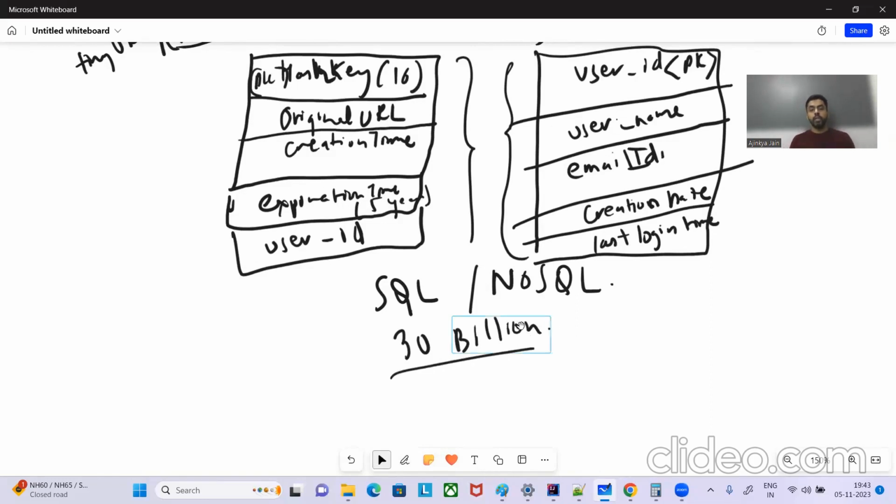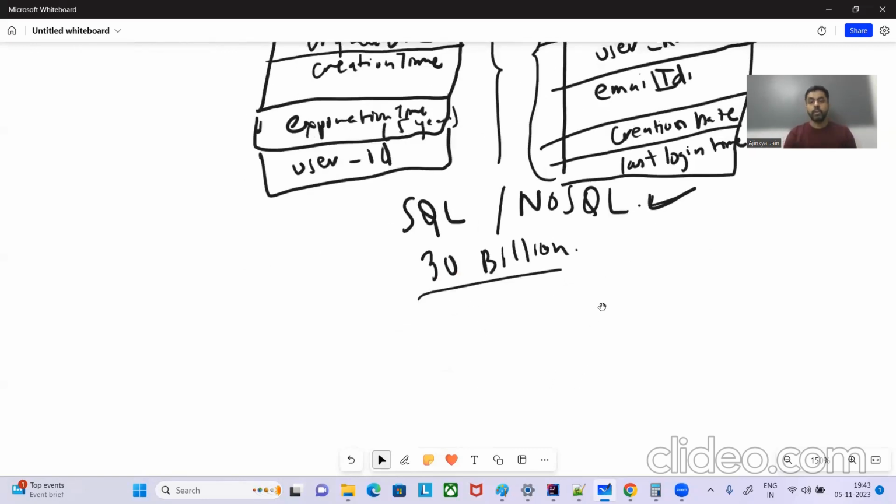So we'll have to go with a NoSQL database because of scaling. Let's say our system is thriving. Earlier we were expecting 500 million per month, but now all of a sudden a lot of users are using our service, and let's say we are getting 700 million or 1 billion requests per month. NoSQL databases can be scaled easily.